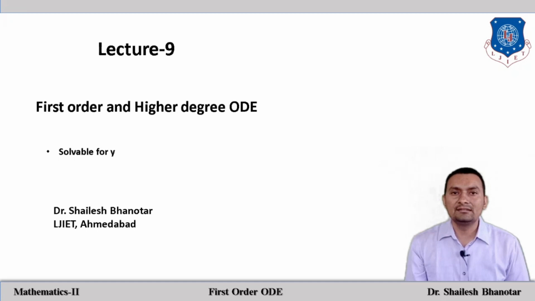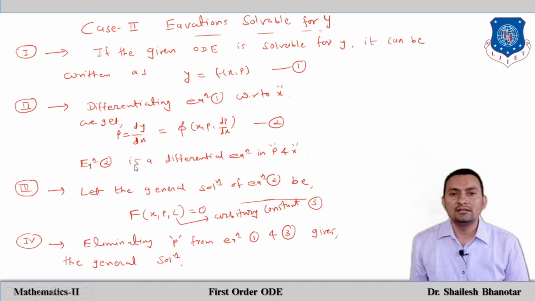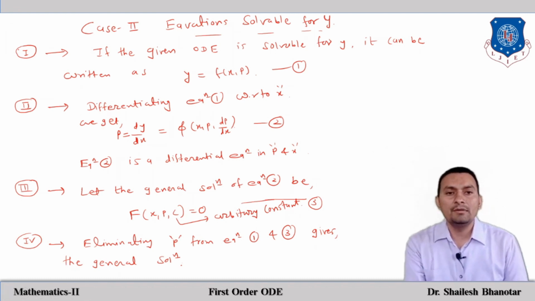Hello friends, welcome back. In this video we are going to discuss first order and higher degree differential equations if it is solvable for y. So let us see the equation solvable for y. In that case our general form can be written as y is equal to f of x, p.